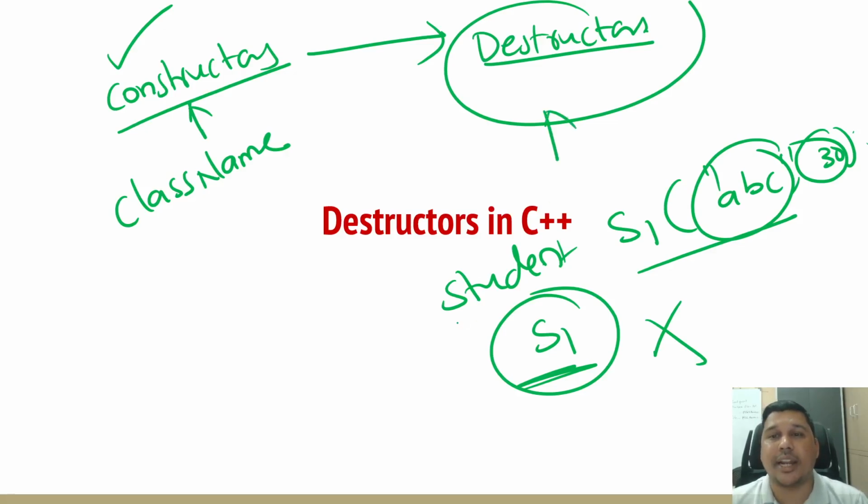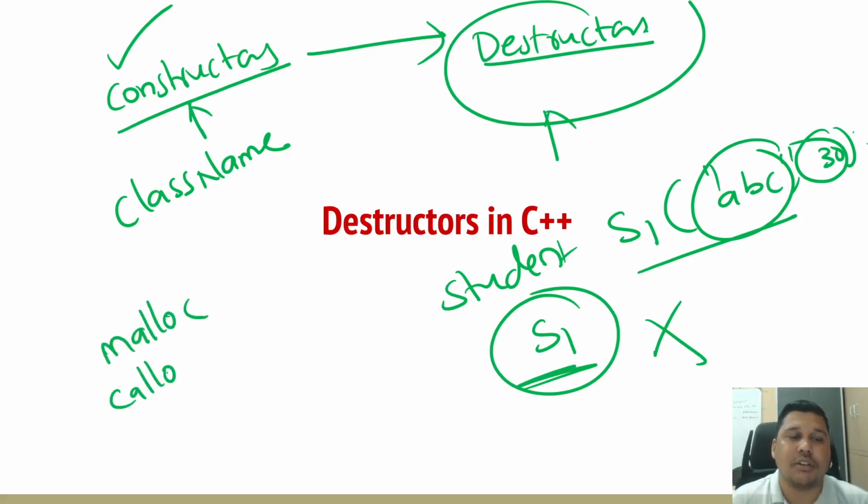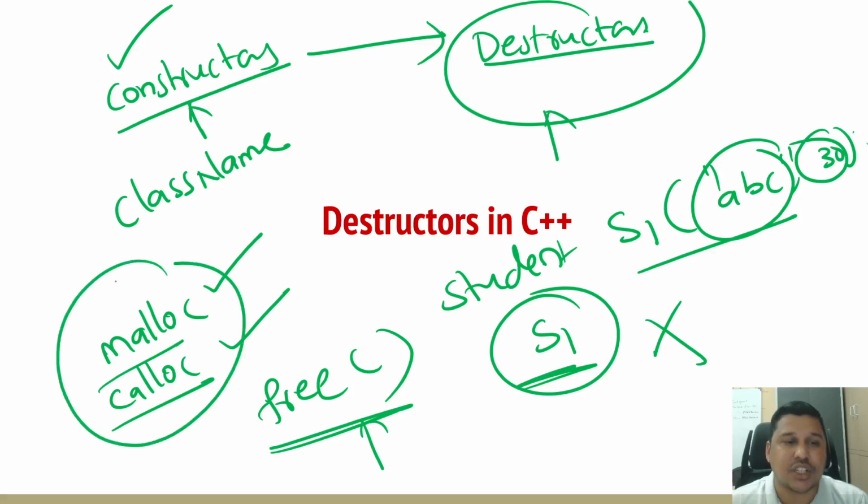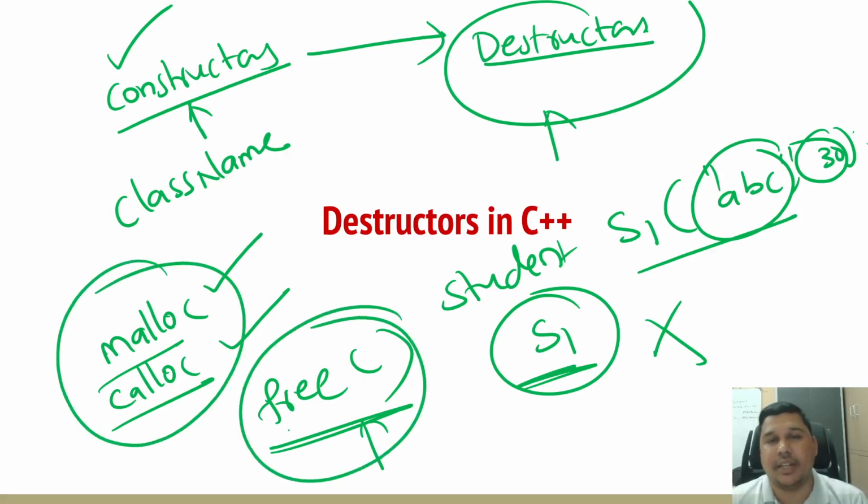The best way to understand this is using the malloc or calloc function. In the dynamic memory allocation technique, we use malloc and calloc functions to allocate memory. But to delete memory, what do we do? We use a function called free. I hope you are aware of this. Whatever memory you have allocated using these functions will be deleted using free.